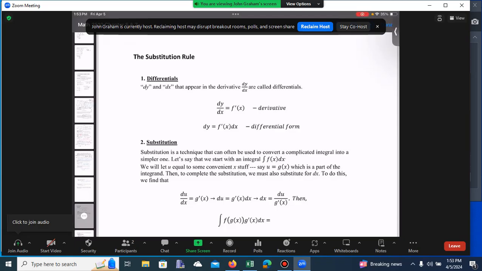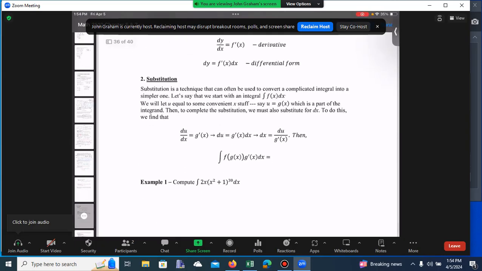Remember, with differentials, you have dy and dx, and they appear in the derivative dy over dx. We call them differentials. When we take the derivative, we get f prime of x, which is your dy over dx. And we can write that in the form dy equals f prime of x dx. We call that the differentiation form.